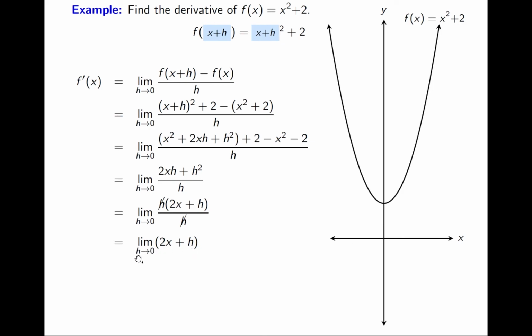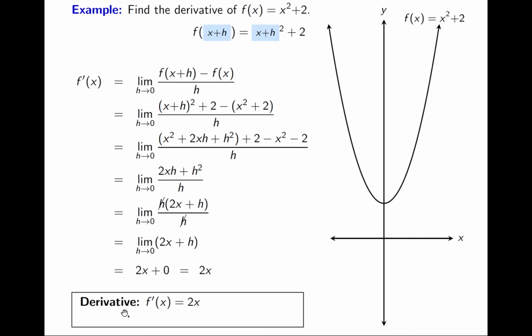Now in this limit, it's the h that's approaching 0, not x, but h. So this term right here is just turning into 0. We can apply a limit law here. We just get 2 times x plus 0, or simply 2 times x. So there we have it. F prime of x is the simple function 2 times x. And that's our answer. Our derivative is f prime of x, which is 2 times x.